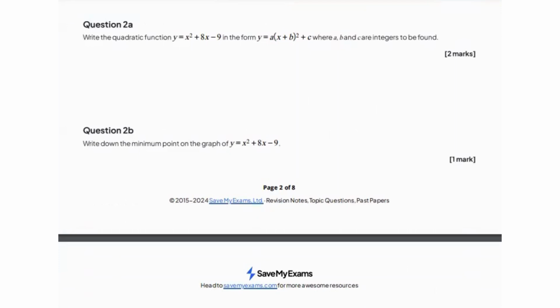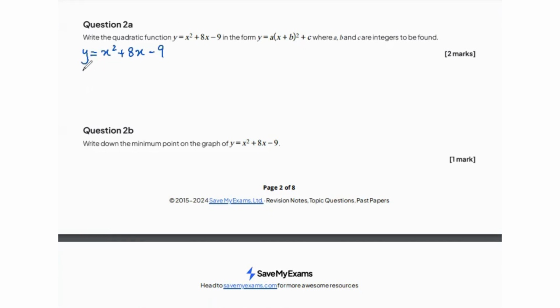It's asking us to write the quadratic function in the form of y equals a times (x plus b) whole squared plus c, where a, b, and c are integers to be found. What we will do over here is first write the quadratic equation, which is y equals x squared plus 8x minus 9. So we're going to use the completing square method over here to convert this into the completing square form.